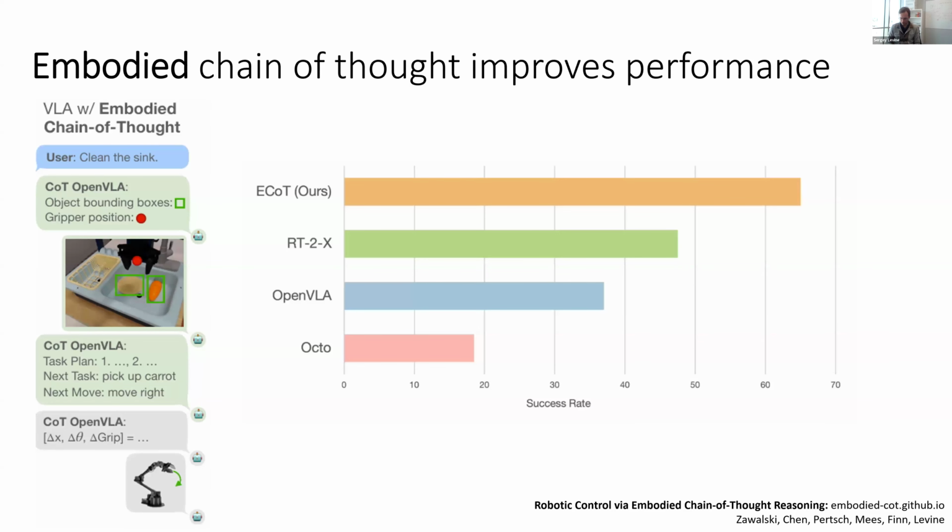Embodied chain of thought actually improves performance quite a lot. So when embodied chain of thought was first released, this was based on OpenVLA, which was the main available open source vision language action model. And you can see that embodied chain of thought, the orange bar, is about 50% better than OpenVLA, which is the blue bar. RT2X, which was the large RT2 cross-embodiment VLA that I mentioned before, that has 55 billion parameters. OpenVLA has 7 billion, but even RT2X, even though it outperforms OpenVLA, is still quite a bit worse than OpenVLA with embodied chain of thought.